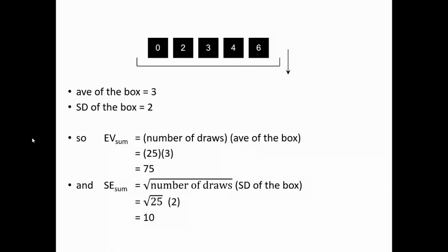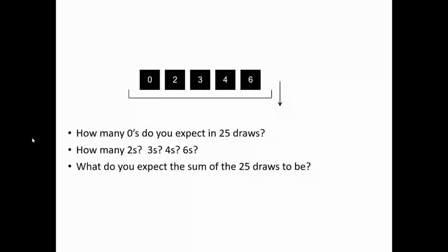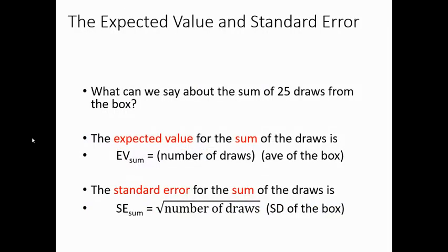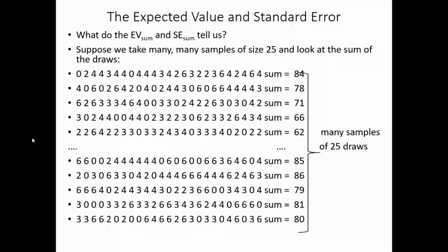So the SE sum would be the square root of the number of draws. So square root of 25 is 5 times the SD of the box was 2. So that 10 means that's the standard error we'll get while taking that sum. So that's like the give or take that is reasonable. So back in the previous slide, if we expect a sum of 75, give or take 10, are these all pretty reasonable? Yeah, these are a little bit lower than that, but anyway.